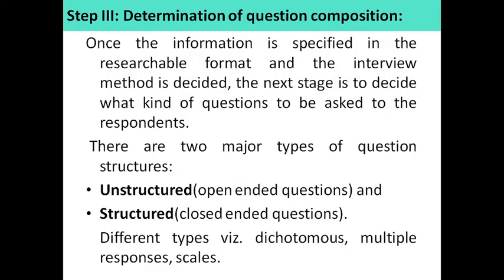In step 3, the question composition needs to be determined. Once the information is specified in a researchable format and the interview method is decided, the next stage is to decide what kind of questions to ask the respondent. And here there are two major types of question structure. One is called unstructured questions and the other is structured questions. Unstructured questions are also known as open-ended questions.